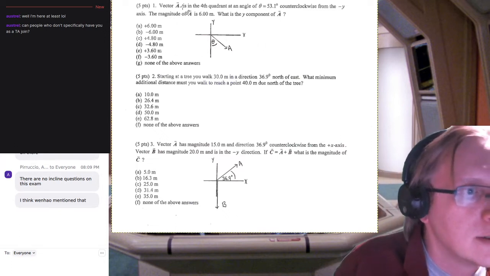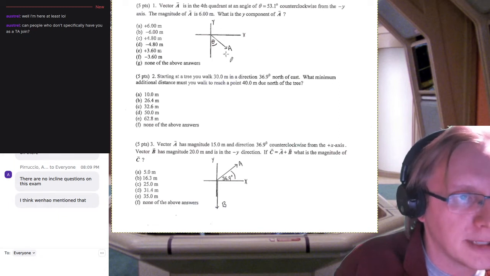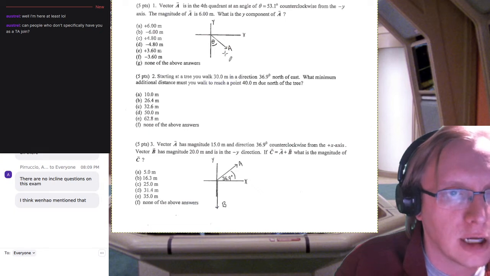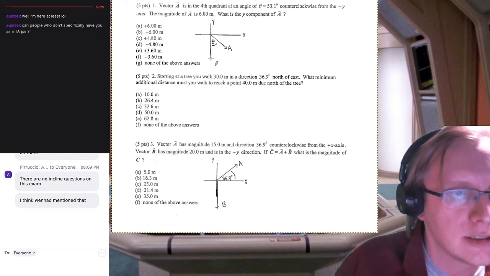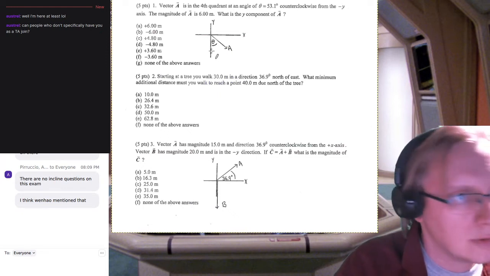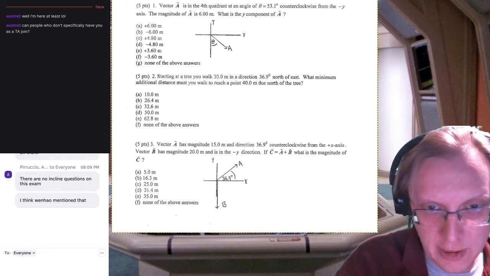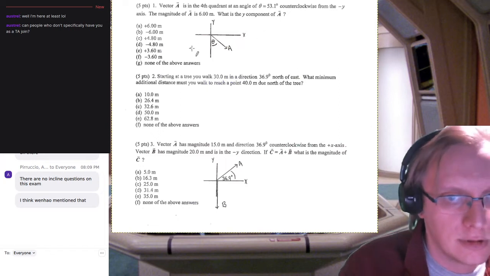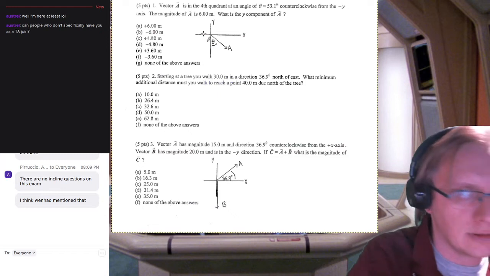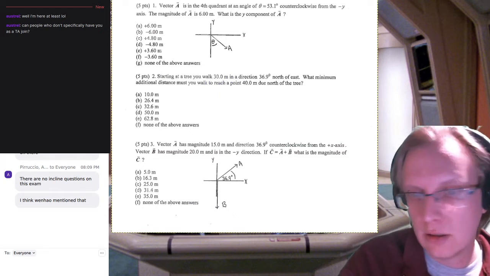Anyhow, vector A is in the fourth quadrant. Yep, there it is. Angle 53.1 degrees counterclockwise from the minus y. Counterclockwise. Yeah, look at that, as drawn. How nice. So this is 50. Oh, right. I need to be drawing on that layer. There we go. That helps. This is 50. Ooh, let's have the black one. Let's turn to black. There we go.